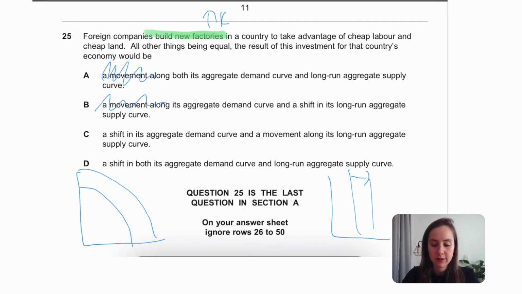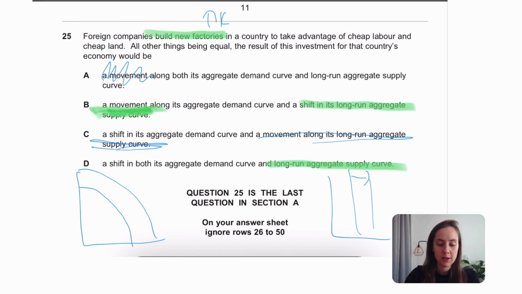And a shift of its long run supply curve. Okay, that sounds good. Movement along long run, that does not sound good. A shift in AD. Yeah, a shift in long run. That sounds good. Okay, so we're between B or D.